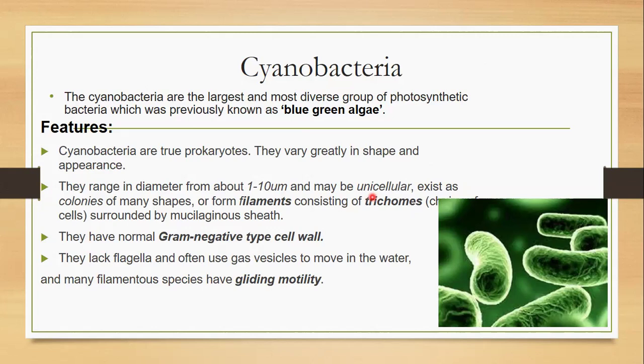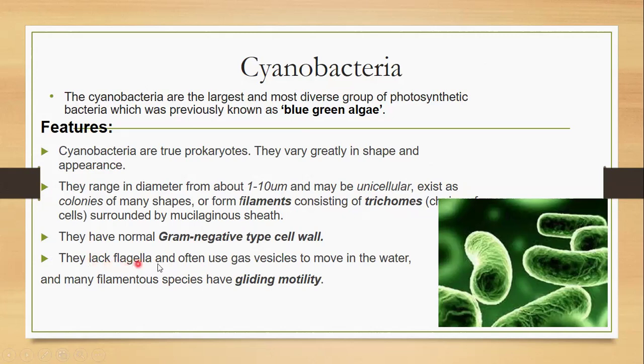They range in diameter from about 1 to 110 micrometers and may be unicellular, existing as colonies of many shapes, or form filaments consisting of trichomes surrounded by a mucilaginous sheath. They normally have a gram-negative type cell wall.